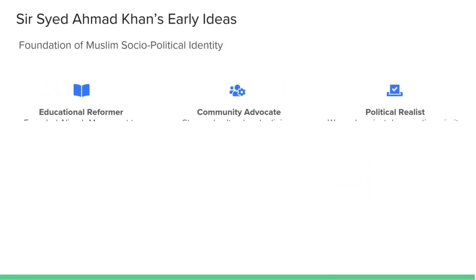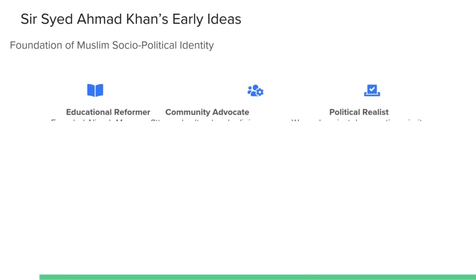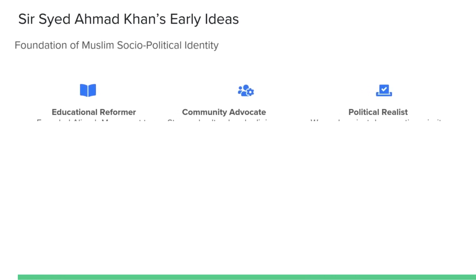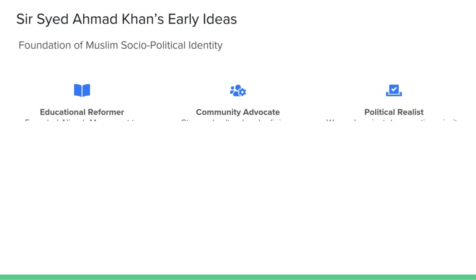Sir Syed Ahmad Khan's early ideas. Sir Syed Ahmad Khan pioneered the Aligarh movement to modernize Muslim education within an Islamic framework. He emphasized that Muslims were culturally distinct and needed political safeguards. His approach planted the ideological seed for further Muslim political identity.